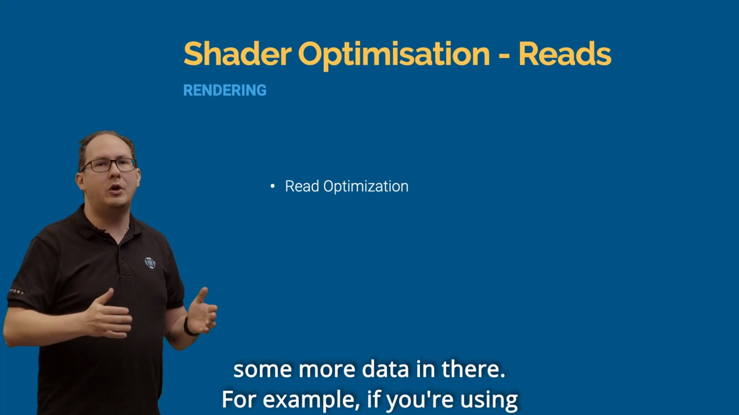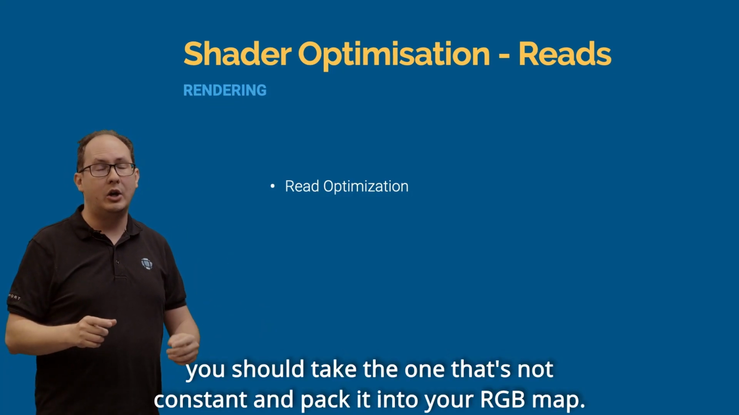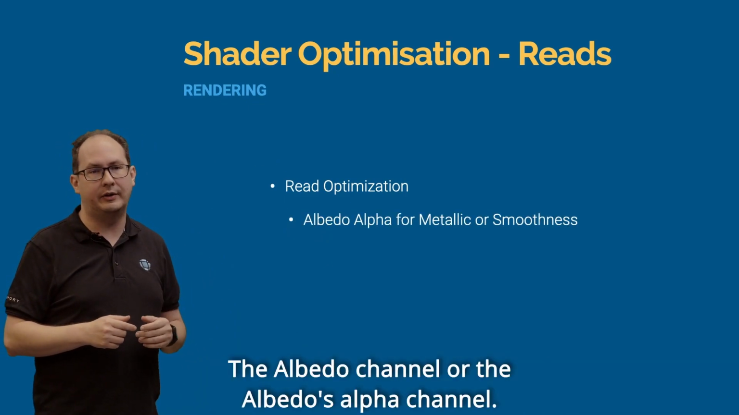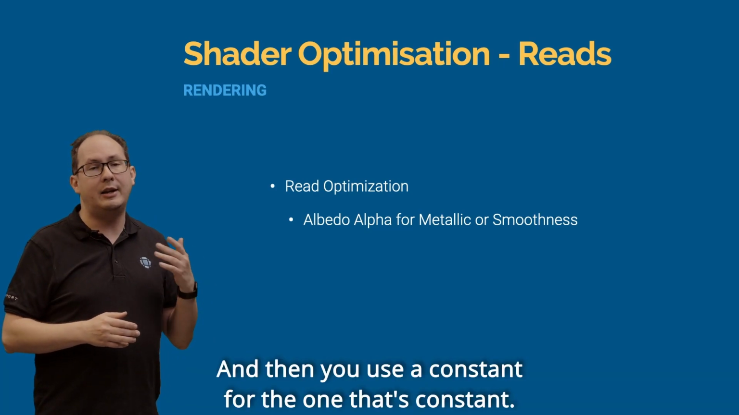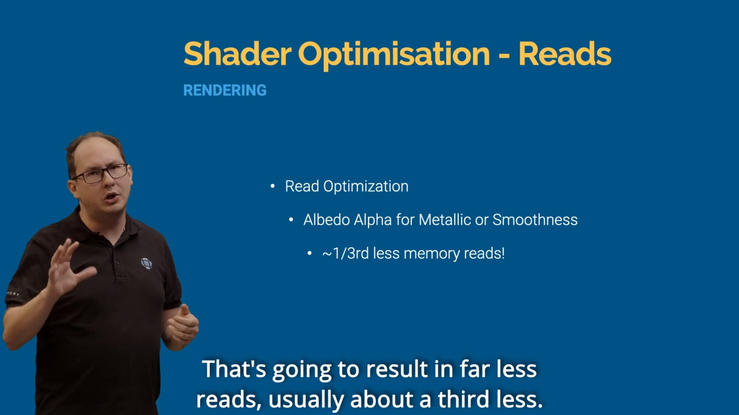For example, if you're using Unity's standard shader and you have a constant metallic or smoothness map, you should take the one that's not constant and pack it into your RGB map, the albedo channel, or the albedo's alpha channel. And then you use a constant for the one that's constant. That's going to result in far less reads, usually about a third less.